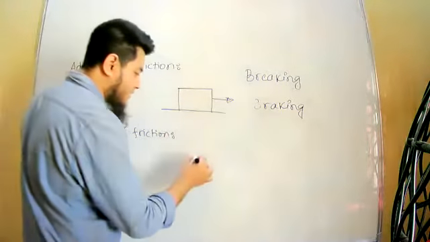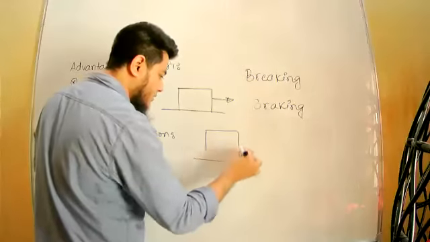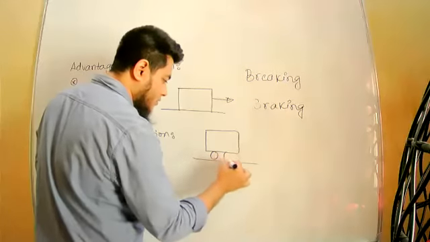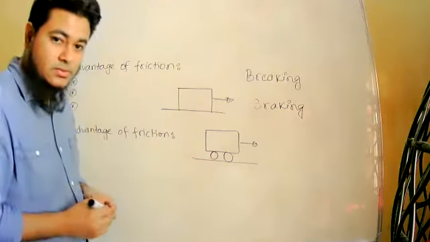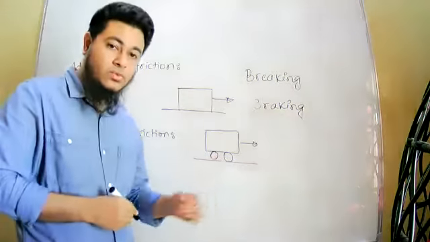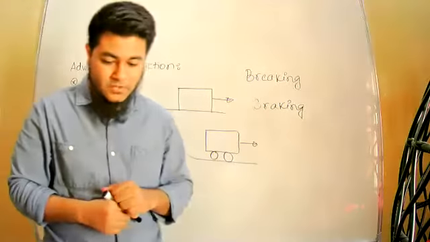But what if I fix wheels to this object? Now it will be very easy to pull, right? So you can see that by fixing wheels, we have reduced the friction.